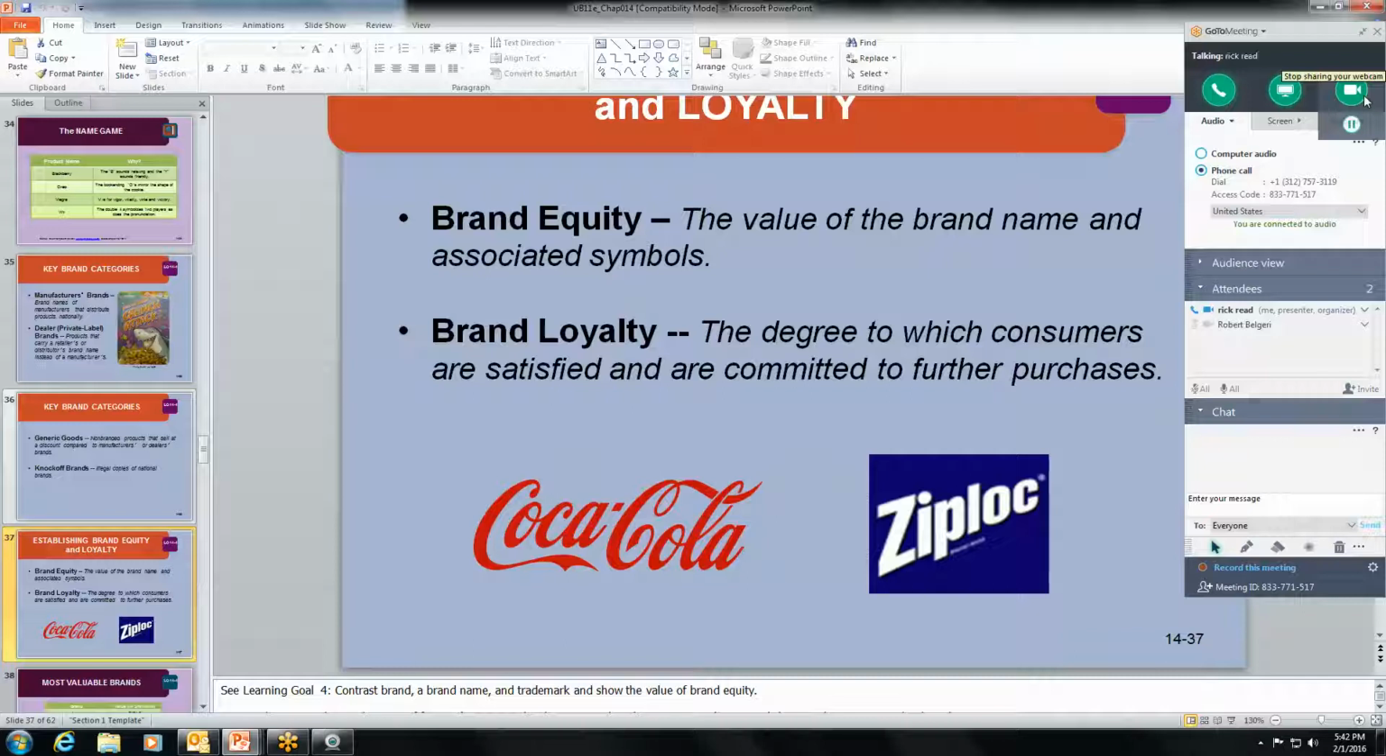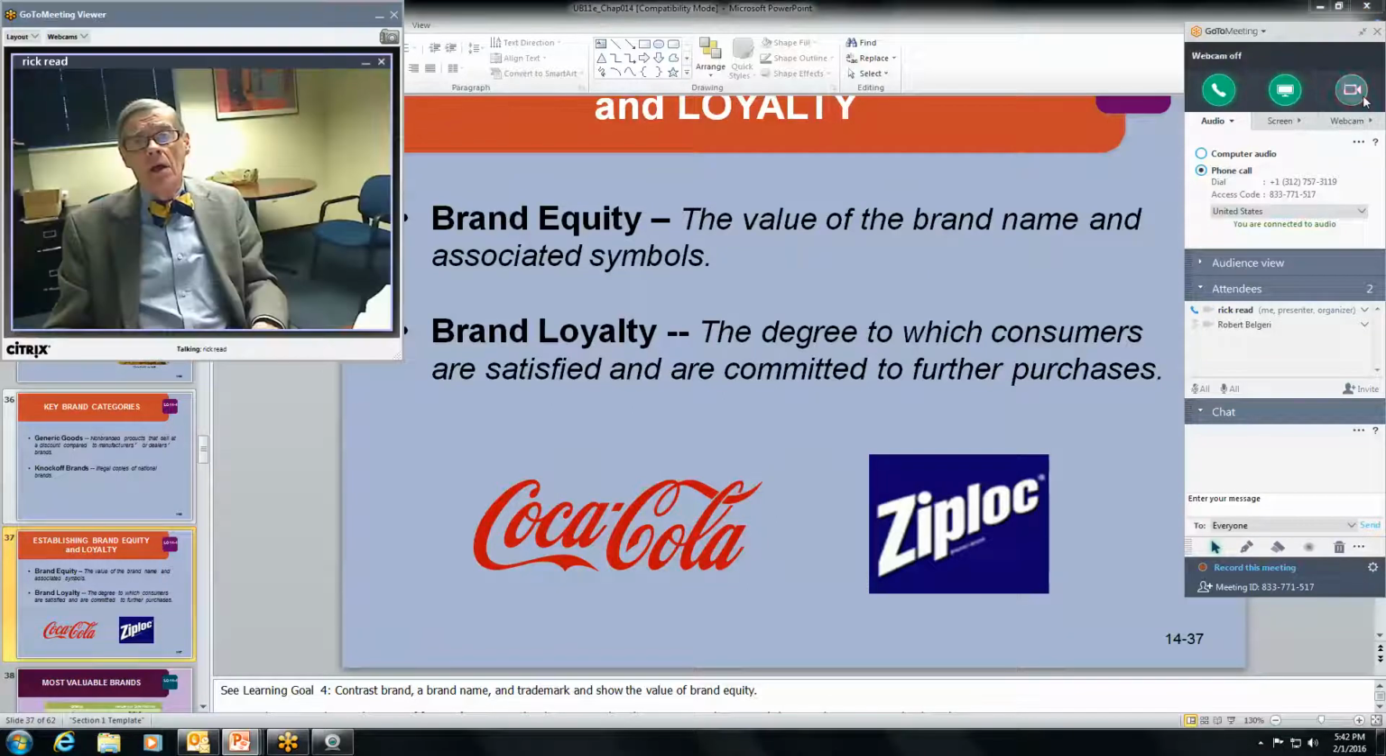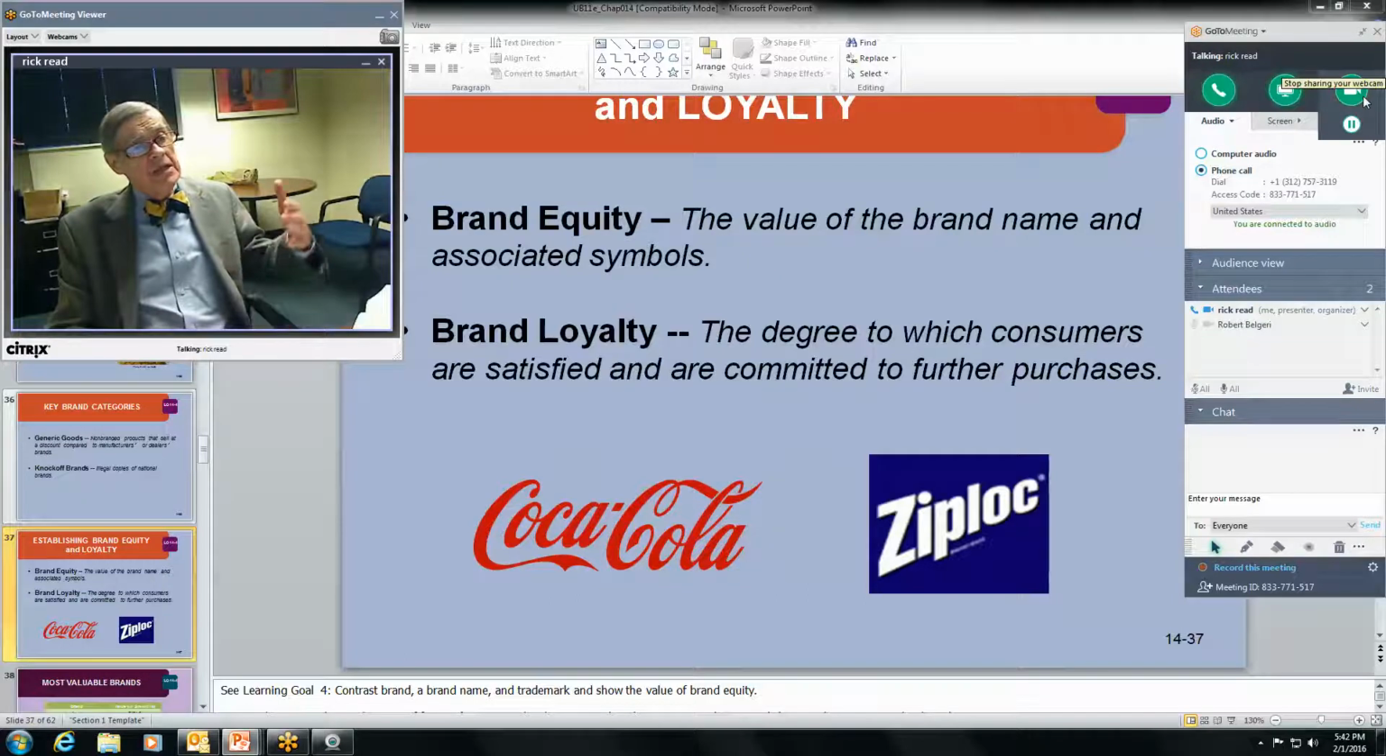Establishing brand equity and brand loyalty. Now, brand loyalty simply means, I'll take that one first. Brand loyalty simply means the propensity of customers to continue to use the same brand, and they are committed to that. Brand loyalty is supposedly slipping today.